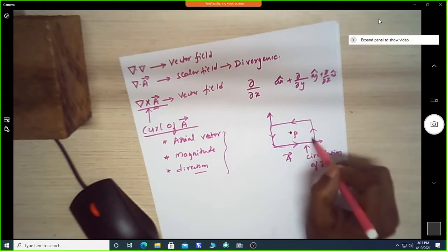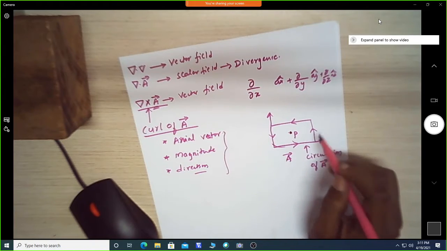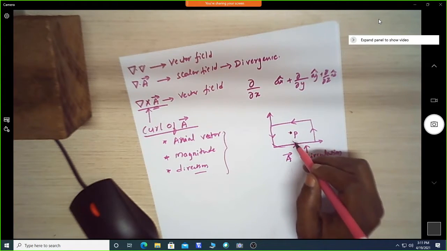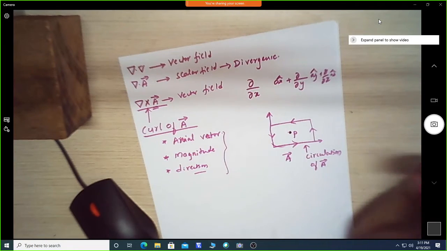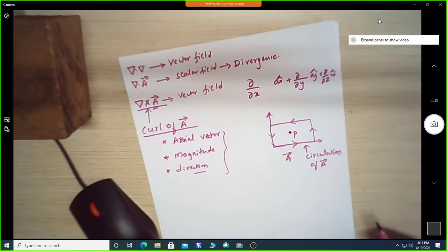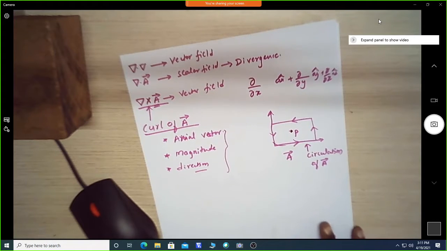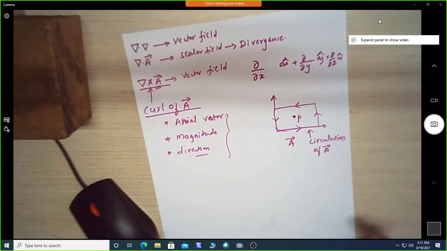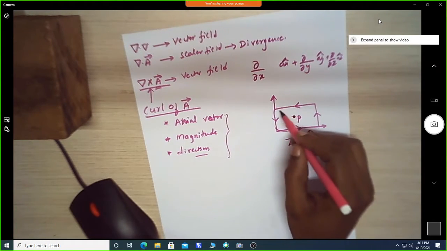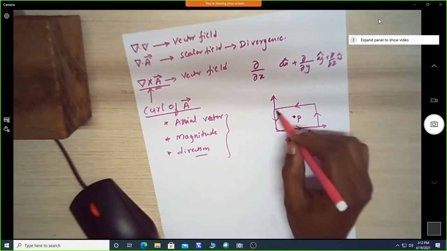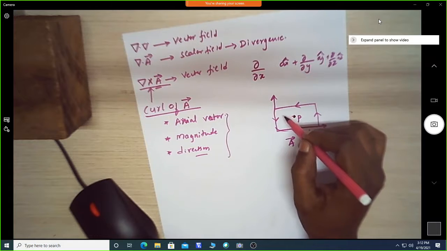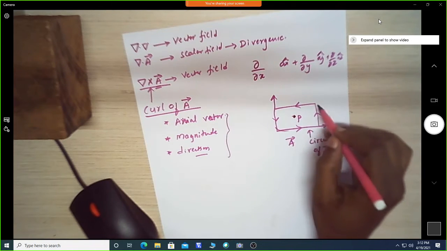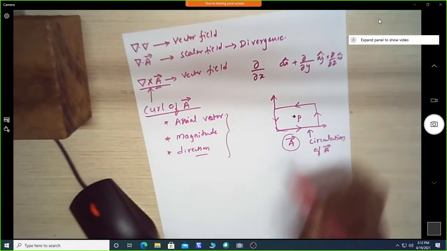Whatever area or open surface we consider, the direction is normal to the area when the circulation is maximum. So this is the curl of A. If we understand the physical significance, it is simply the circulation of vector A around the point P. It is as simple as that we can define the curl of A.